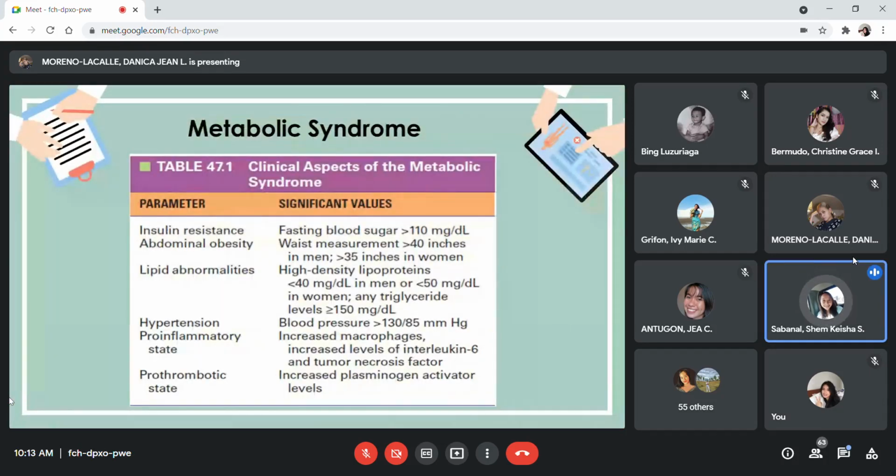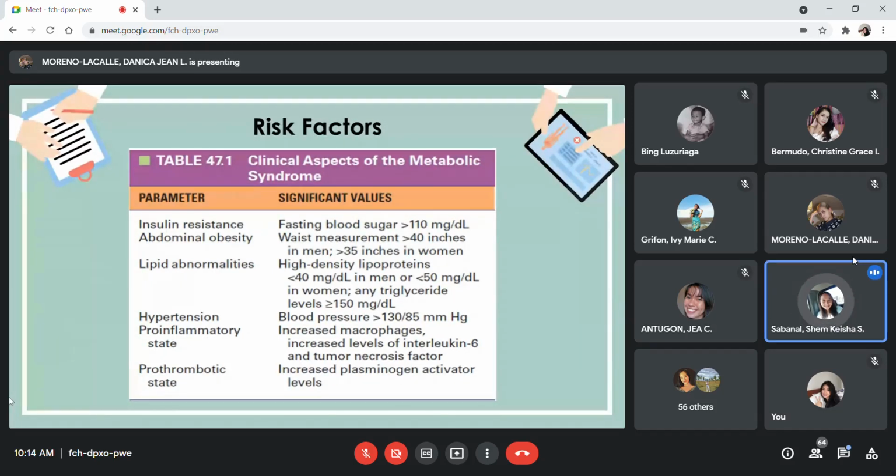So we have here our metabolic syndrome. When we say metabolic syndrome, these are the factors that contribute to the development of coronary artery disease. And our lipid levels also play a great role in our metabolic syndrome. So what are the factors under metabolic syndrome? We have here insulin resistance, abdominal obesity, lipid abnormalities, hypertension, pro-inflammatory state, and pro-thrombotic state. If you want to know how to assess these, we have here the significant values in the second column. So I just want you all to read those so we can proceed to the next slide.